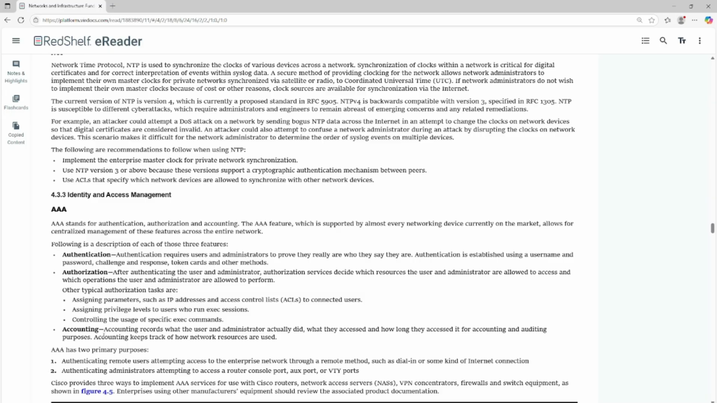So we talk about that syslog, system log. Every time you log into a system, whatever you do, it just keeps a record of what you did. That's what accounting is all about. It's important for auditing purposes.